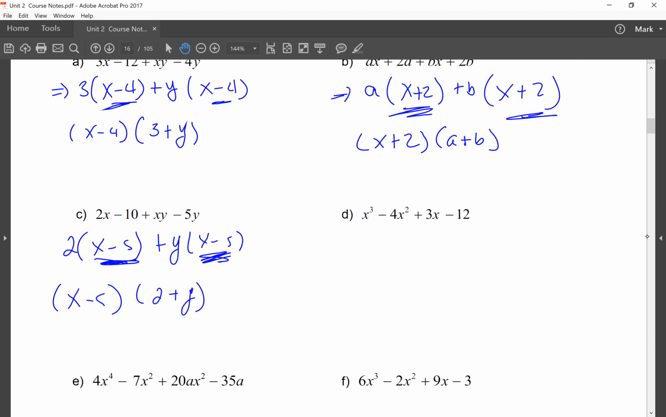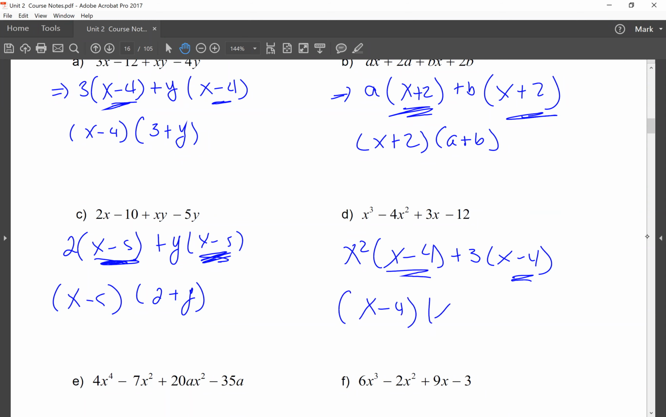All right, let's check out D. I can remove from the first one an x squared. And that leaves me, I think that's right, with x minus 4. And then from the second grouping, I can remove a 3, x minus 4. Yep, that looks good to me. So my answer ends up being x minus 4, and then, oops, x squared plus 3.